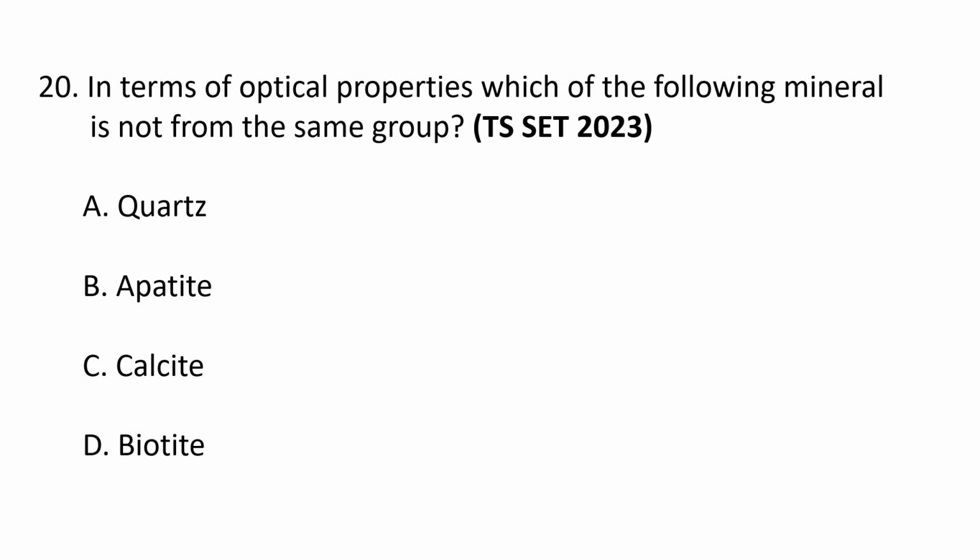Biotite differs from the rest of the minerals in terms of optical properties, because quartz is uniaxial positive, apatite is uniaxial negative, and calcite is uniaxial negative, whereas biotite is biaxial negative. So that's why D is the correct option.